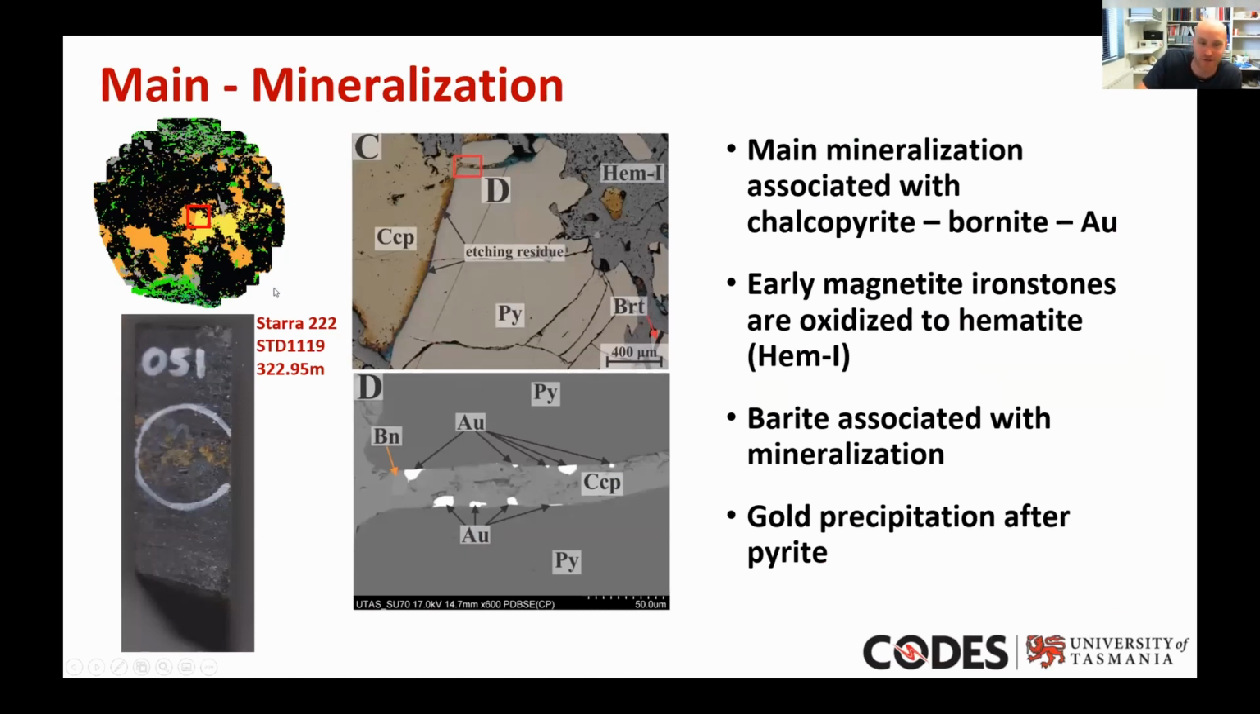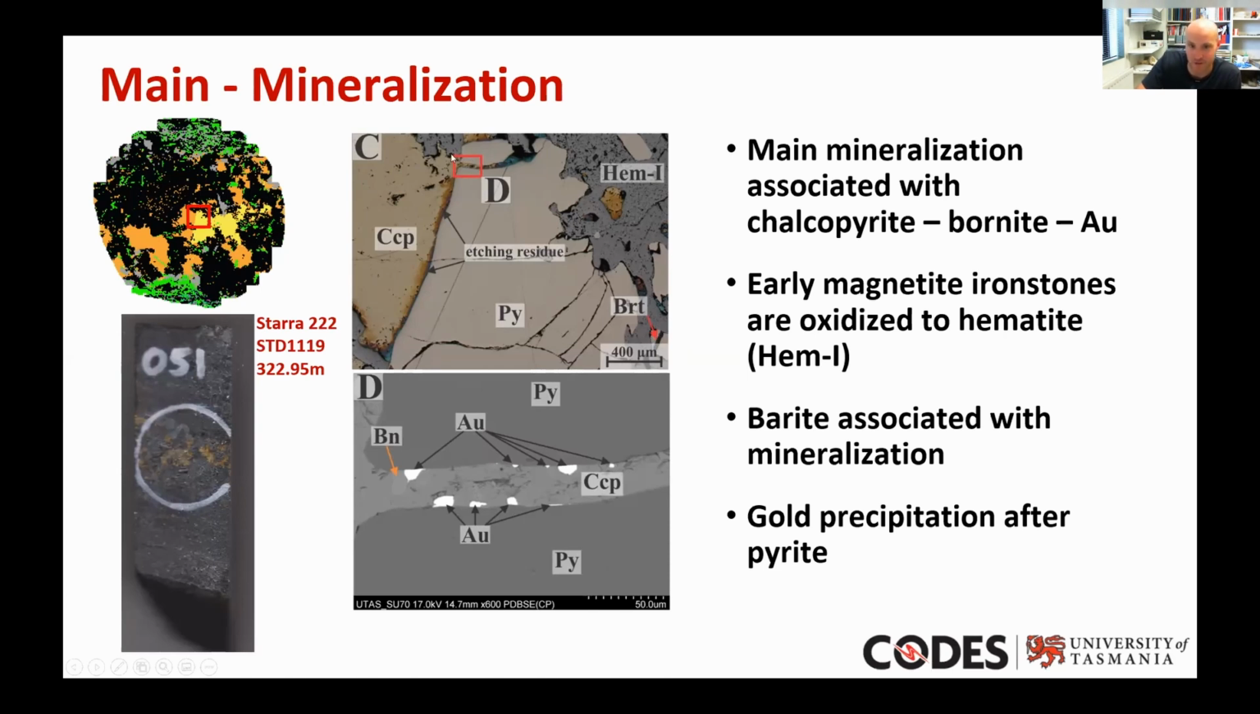If we look closer at this Starra 222 mineralization, at this rectangle up here, it's the reflected light photograph. We see there's chalcopyrite coming in after pyrite. There's quite a bit of hematite in there, which, if I call it hematite 1, usually has some relic magnetite within the hematite. There's some barite down here on the vein, cross-cutting the pyrite.